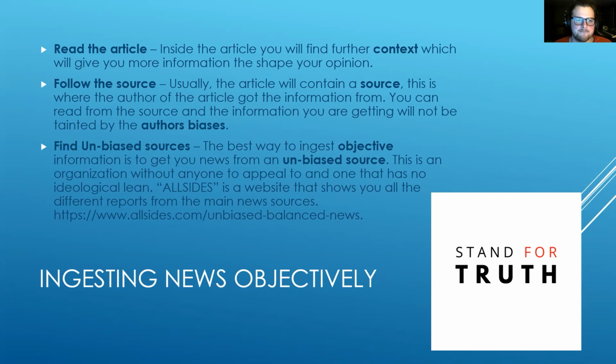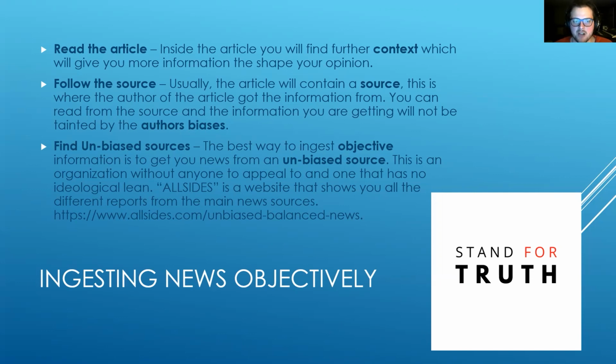Right? Find unbiased sources. So the best way to ingest objective information is to get your news from an unbiased source, a source that is not appealing to anybody. Okay, a source that is just trying to report. There's no objective. They don't have funders. They don't have a big audience. So, it's really hard to find.